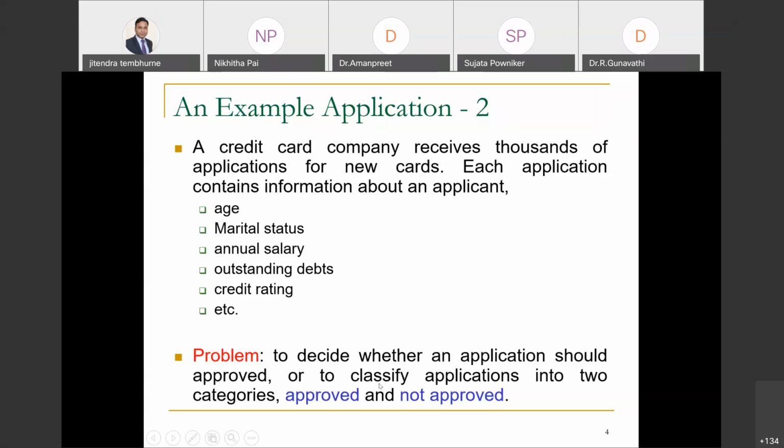Okay, so here in this case the problem becomes a classification problem. Then that could be categorized into approved or not approved category. Yes, approved or not approved category. So here once again we are categorizing a particular scenario. In this case the scenario says that there is an application, so the applicant will get categorized as either approved or not approved.